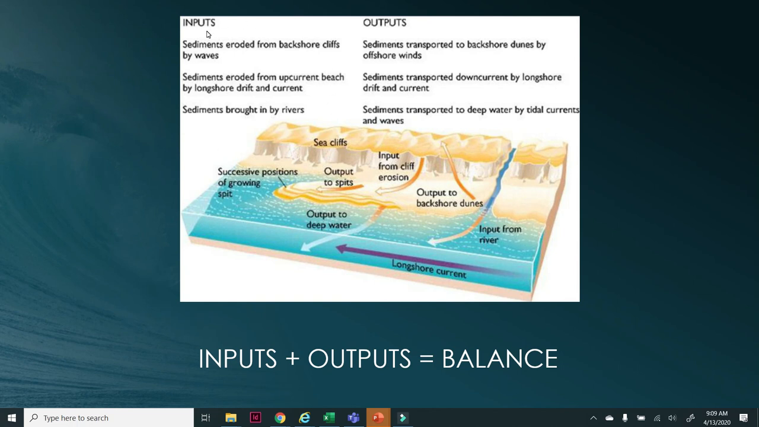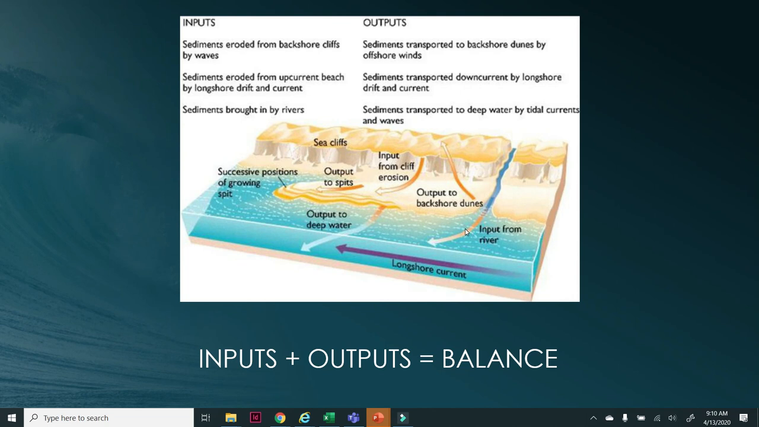So we have here inputs. Some of the inputs would be if you have backshore cliffs and there's erosion that's coming from the cliff down onto the sand, that's an input to the beach. We also have input when we have longshore current. Some of this sand is being moved to here, right? So that's an input. And then we also have the input of sediments from rivers.